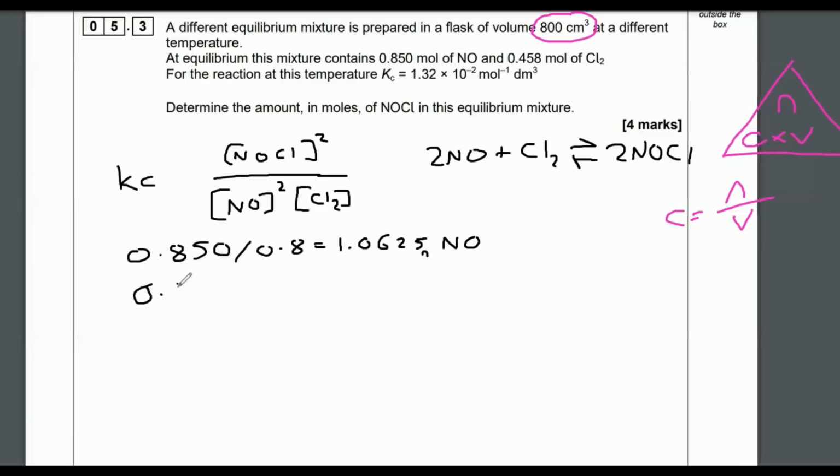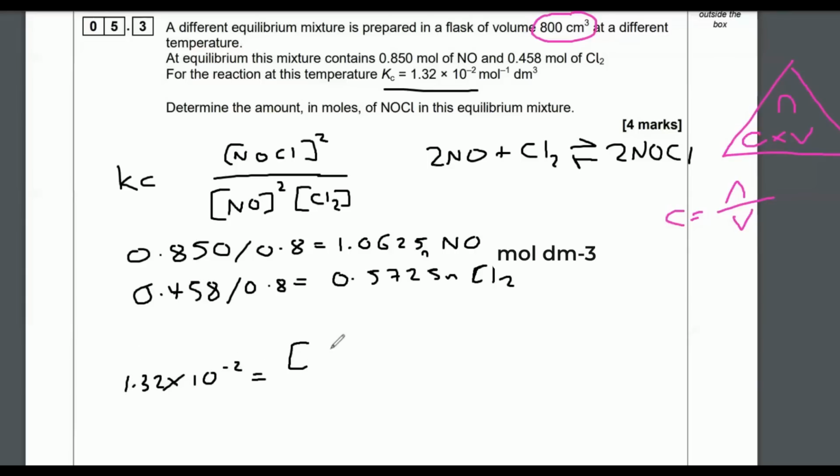Okay, so 0.50, that's the moles of NO, nitrogen monoxide, divided by the decimetres cubed, which is 800 over 1,000. I've just written 0.8, and you get 1.0625. Now, that's moles per decimetre cubed of nitrogen monoxide. And then if we do 0.58 moles of chlorine gas over 0.8 decimetres cubed, I get 0.5725 mole per decimetre cubed of chlorine. So now I have my concentration of nitrogen monoxide and chlorine.